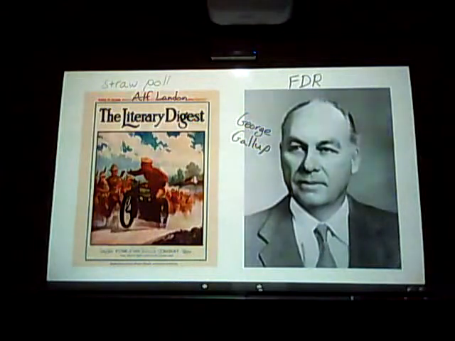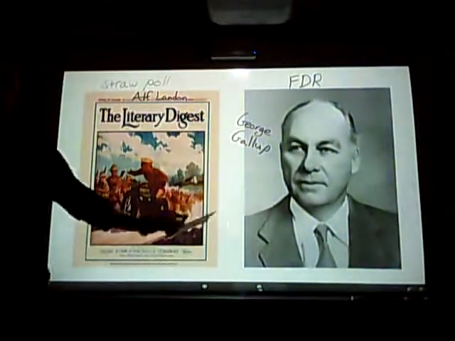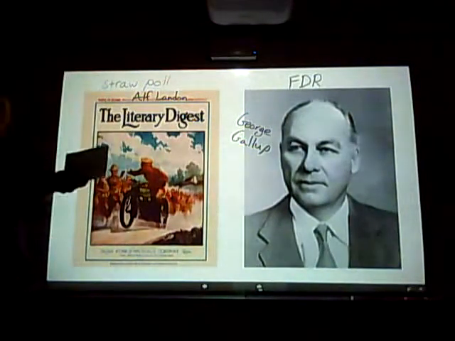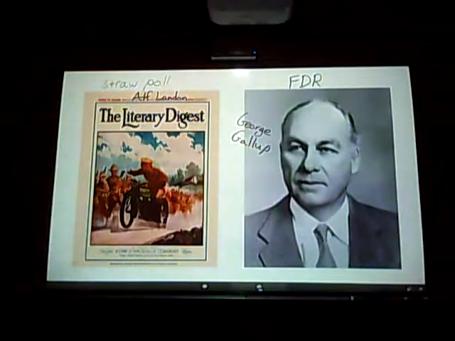And he was so confident that his way of doing it was better that he publicly challenged newspapers to print the Literary Digest poll and his poll side by side. He said, look, I'm so convinced that I'm right. Why don't you put the two side by side? Print them, let everybody know that somebody disagrees with Literary Digest.